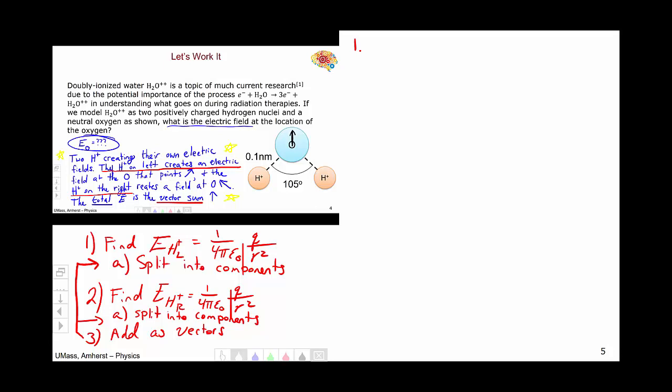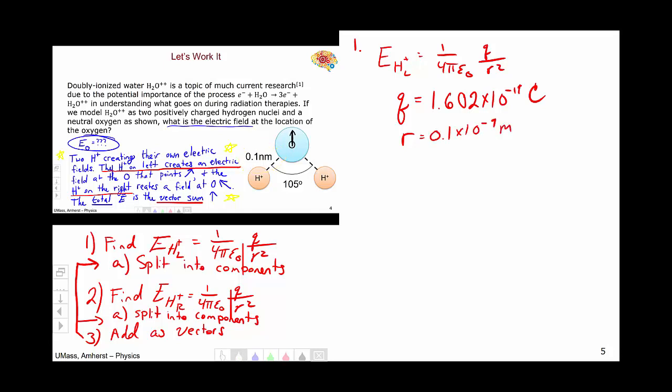All right, so we know E is, we know what Q is going to be. Q is going to be the charge of the proton. And R is going to be the real physical distance, in this case, the 0.1 nanometers. And that would give me my electric field, plugging in those numbers. Following my plan, 1A was finding components.